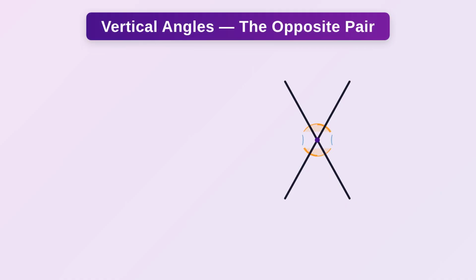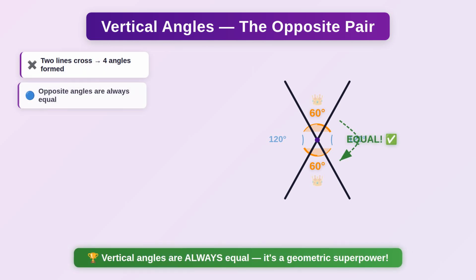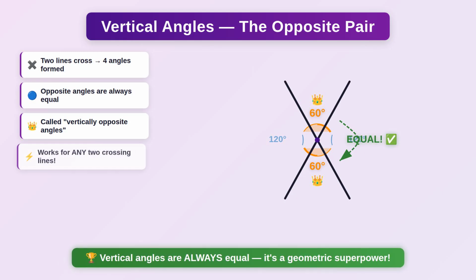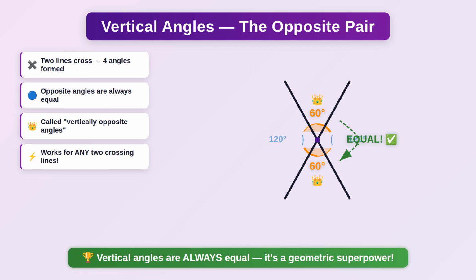Here's where it gets really cool. Vertical angles are the angles that sit directly across from each other when two lines cross. They're like twins, always equal. So if Marcus measures the top angle of that road intersection and gets 60 degrees, the angle directly opposite at the bottom is also 60 degrees. Every single time, no exceptions. Mathematicians call this vertically opposite angles, and it's one of those geometric facts that just feels like a superpower once you know it.